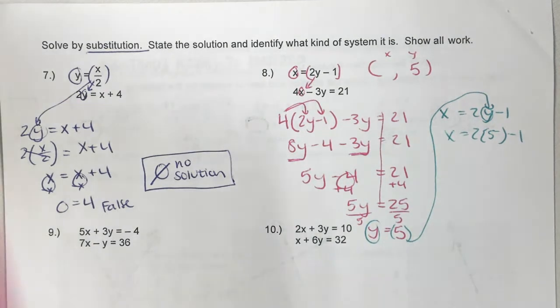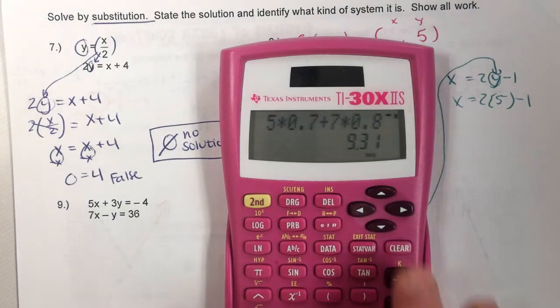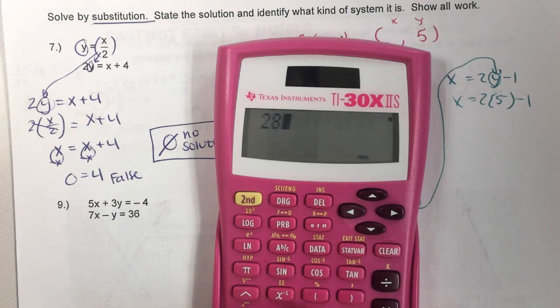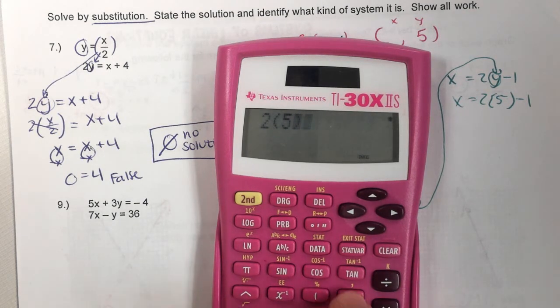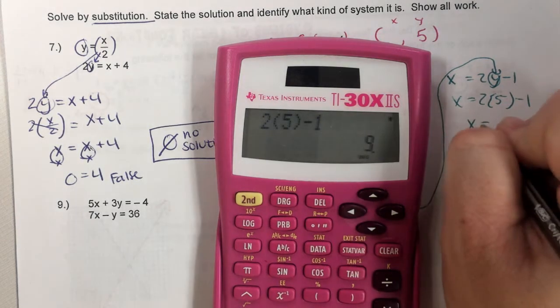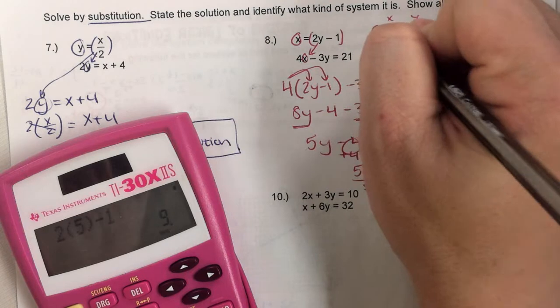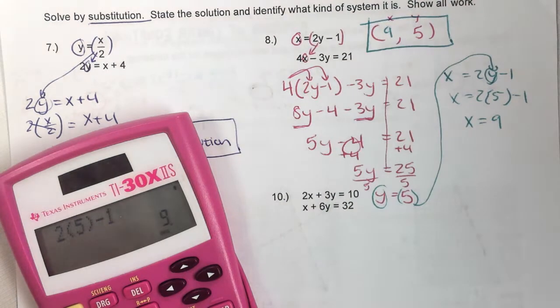Minus 1 is 9. So if you struggle with math in your head, that's totally fine. You can type right on the calculator. So it gives you 9. So my solution is 9, 5.